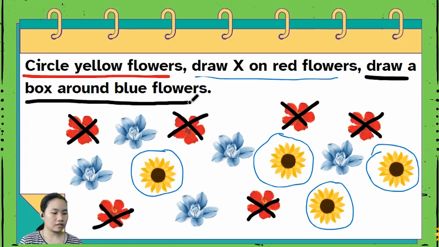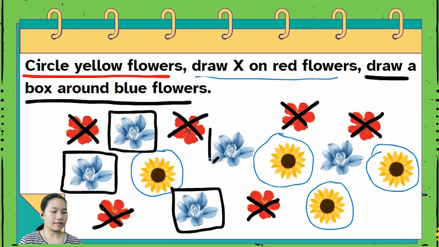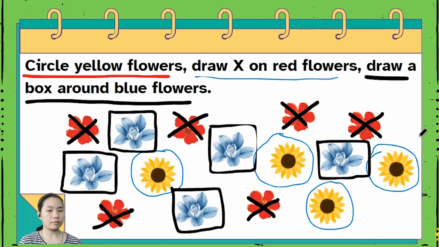Draw a box around blue flower. I'm going to make my pen a little bit smaller. So a box over here, another box over there. That's 2 boxes, right? These are all blue flowers. Third box. And this is the 4th box. And this is the 5th box. So how many blue flowers are there? There are 5 of them. 1, 2, 3, 4, 5.